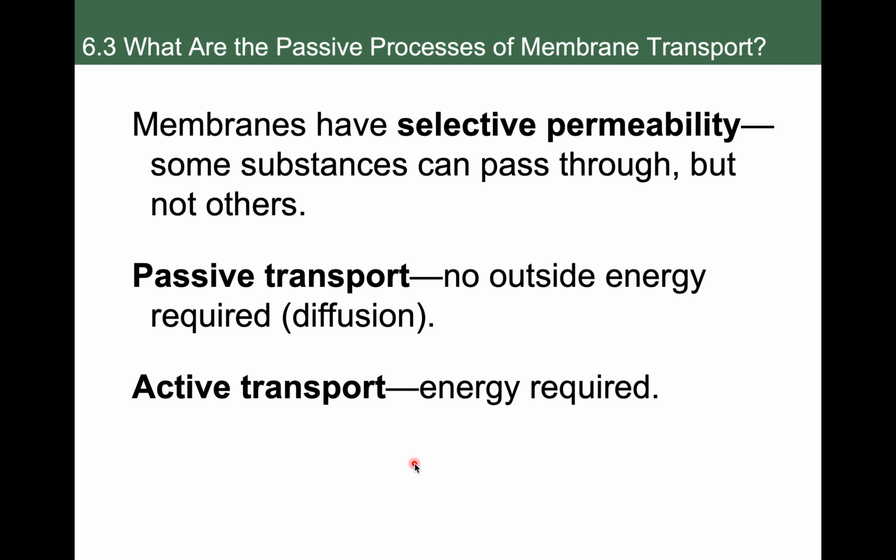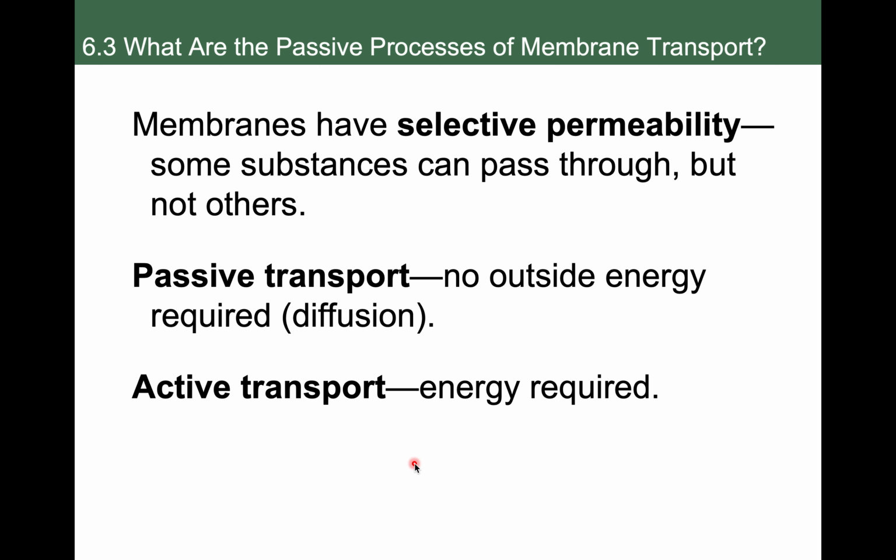Okay, welcome back. Second half of chapter 6, and I'm going to focus now on mechanisms by which molecules can move across membranes and get in and out of cells. You may be familiar with this term, selectively permeable. We say membranes are selectively permeable, which just means some things can cross the membrane and some things can't. You may also be familiar with these two terms, passive transport versus active transport.